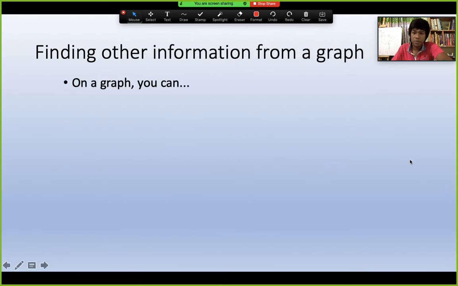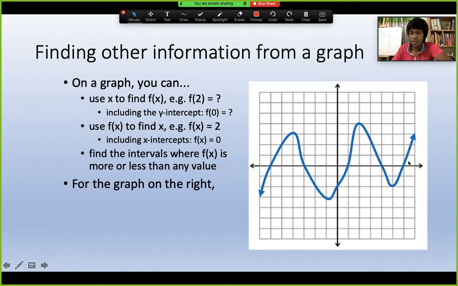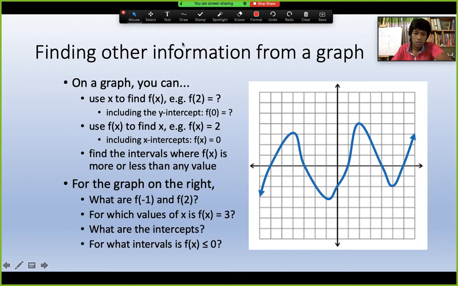Finding other information from the graph. So if a graph is given, basically we can try to find out many other information. So suppose we can think about what is the value of f of -1. F of -1 means if x equals to -1, what is the value of y? So -1 is here. If x equals to -1, the value of y is here, somewhat at -3. So f of -1 means answer is equals to -3.